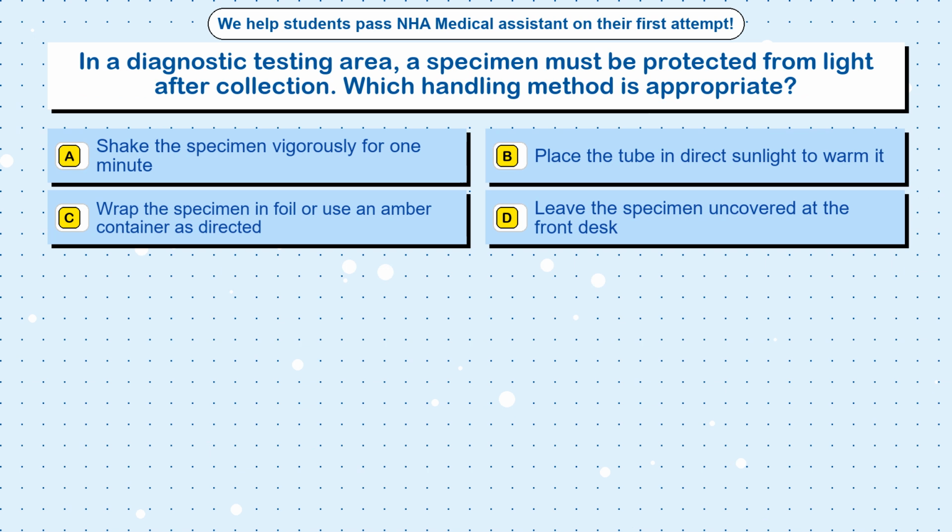Question 78. In a diagnostic testing area, a specimen must be protected from light after collection. Which handling method is appropriate? Option A, shake the specimen vigorously for 1 minute.